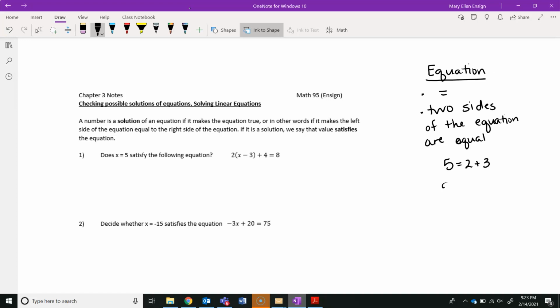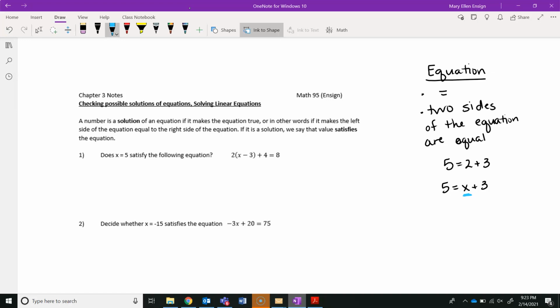If I have something like 5 equals x plus 3, then what I'm trying to do is figure out what value of x, what could I substitute in there that would make that right-hand side true, right? If I had 1, does 1 plus 3 equal the same as 5? Or if I have 2, does 2 plus 3 equal the same as 5? Or if I had 12, does 12 plus 3 equal the same as 5? So when I solve an equation, I'm trying to figure out what value of x makes that true.